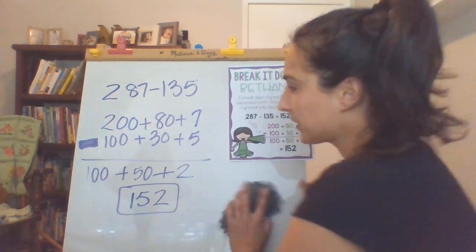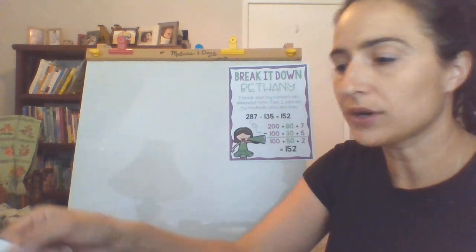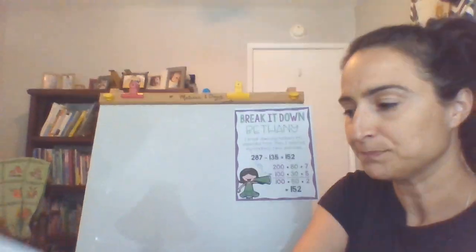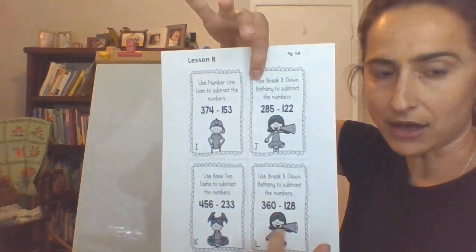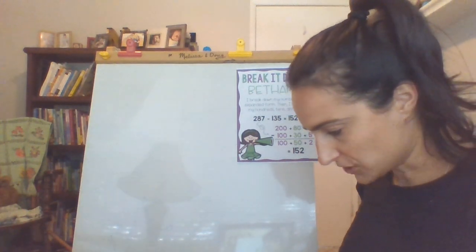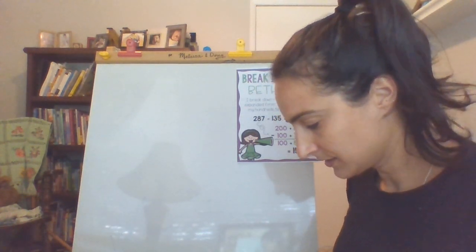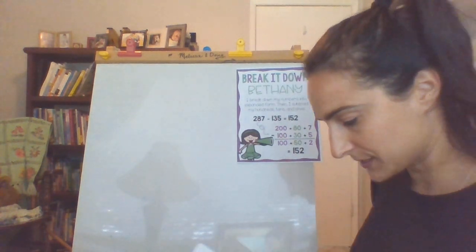All right, so what we're going to do now is you're going to take your lesson 8 page, okay? Take your lesson 8 page. Please cut them out just real quick. So you should have 4 cards, 4 task cards.